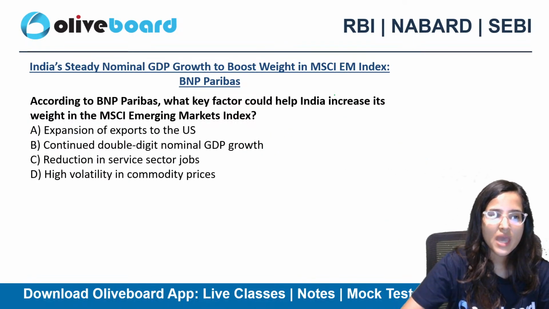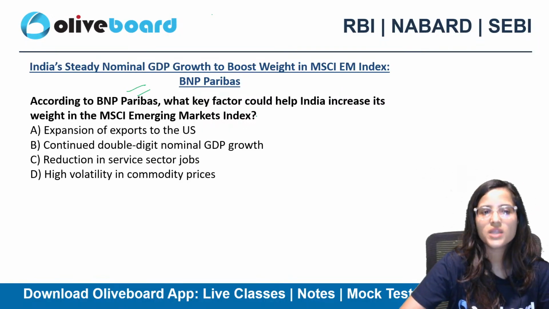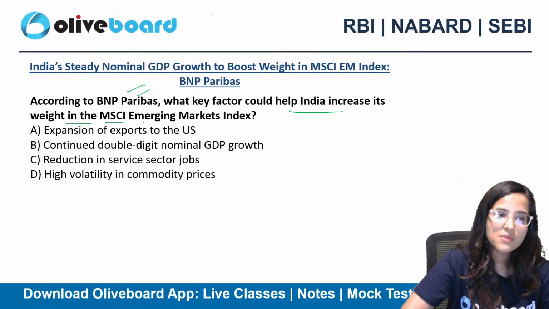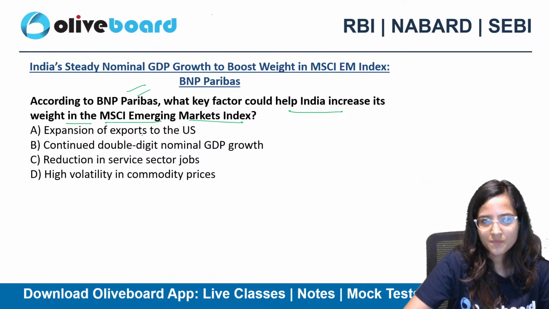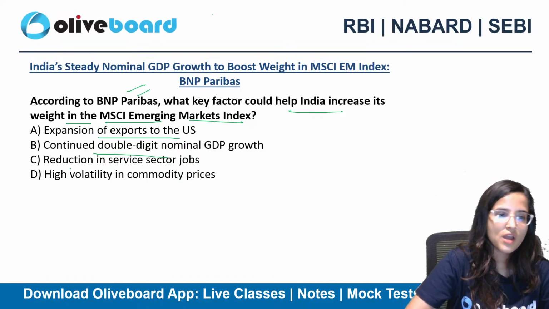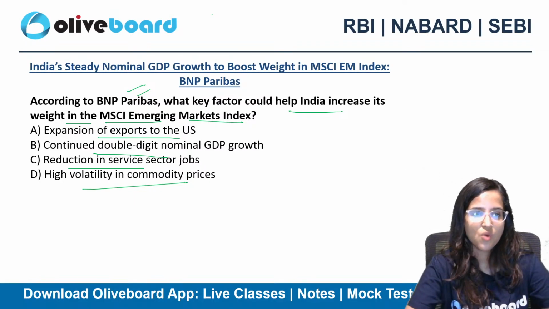So according to BNP Paribas, this is the article given by BNP Paribas, what key factor could help India increase its weight in the MSCI Emerging Markets Index? Expansion of exports to the US, continued double-digit nominal GDP growth, reduction in services sector jobs, high volatility in commodity prices. What is the answer?